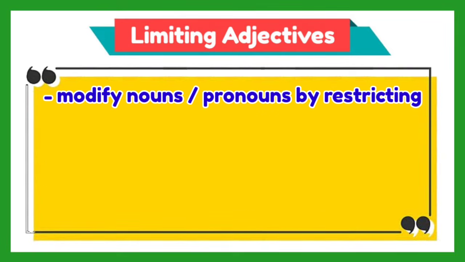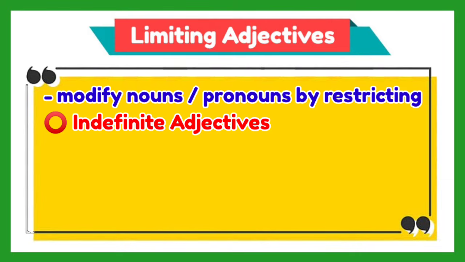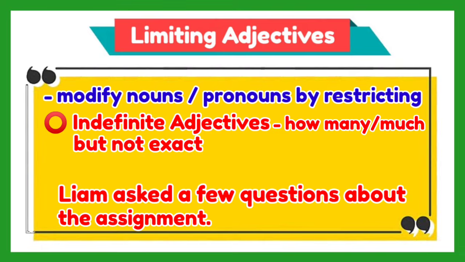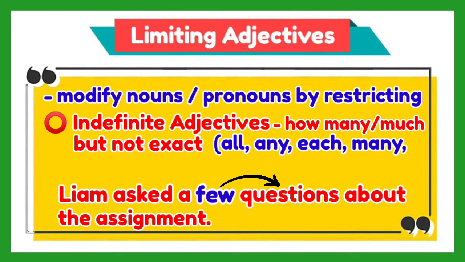Other examples of limiting adjectives are indefinite adjectives. They also tell us how many people or things there are, but they do not tell us the exact number. For example, Liam asked a few questions about the assignment. The indefinite adjective in the sentence is few. It tells how many questions were asked by Liam, but we do not know the exact number, right? Other examples are all, any, each, many, several, and some.